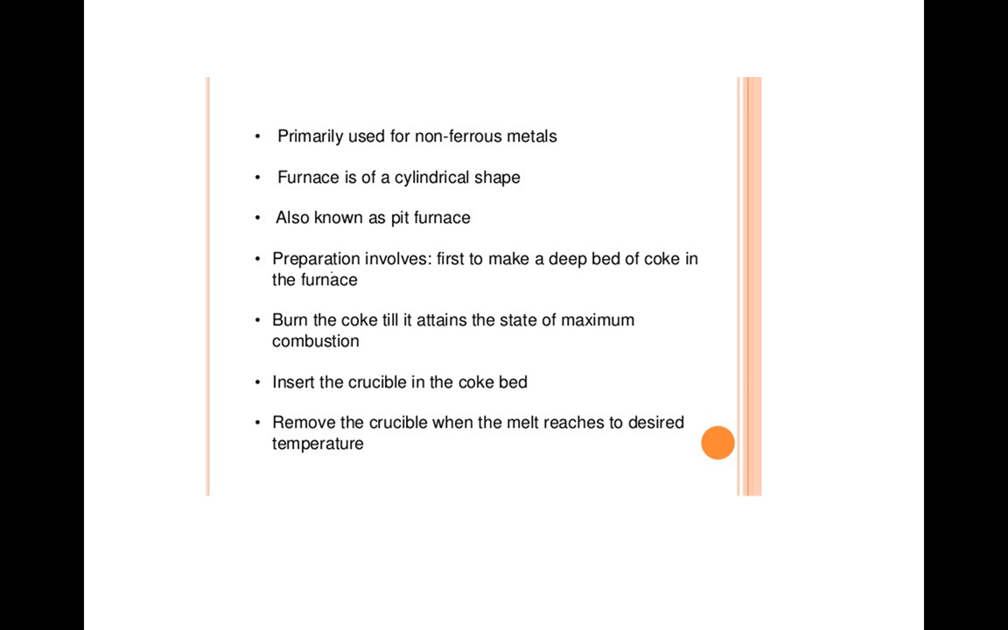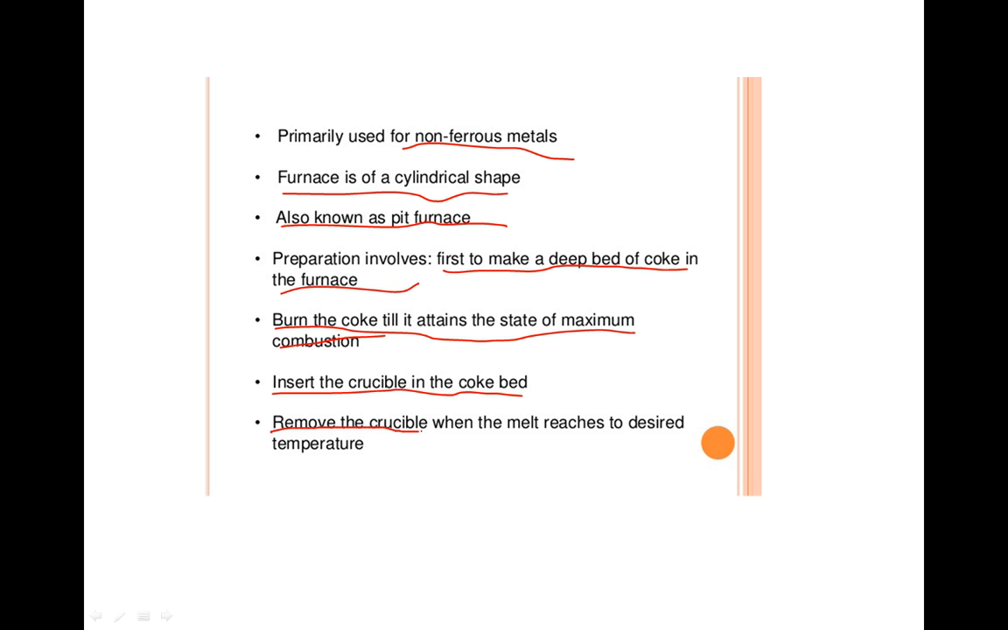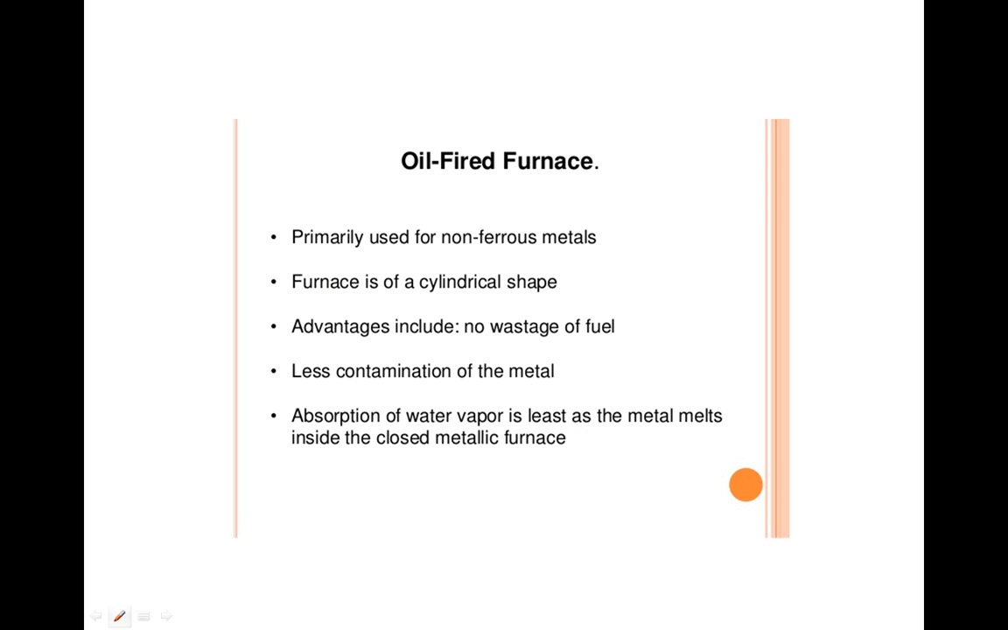So, what are the stages in the crucible furnace? It is used for non-ferrous metals. The furnace is of cylindrical shape, also known as a pit furnace. First, make a deep bed of coke in the furnace and burn the coke till it attains the state of maximum combustion. Insert the crucible in the coke bed and remove the crucible when the melt reaches its desired temperature. The basic difference between oil fired and coke fired furnaces is that in the oil fired one, oil is used to fire and melt the metal.